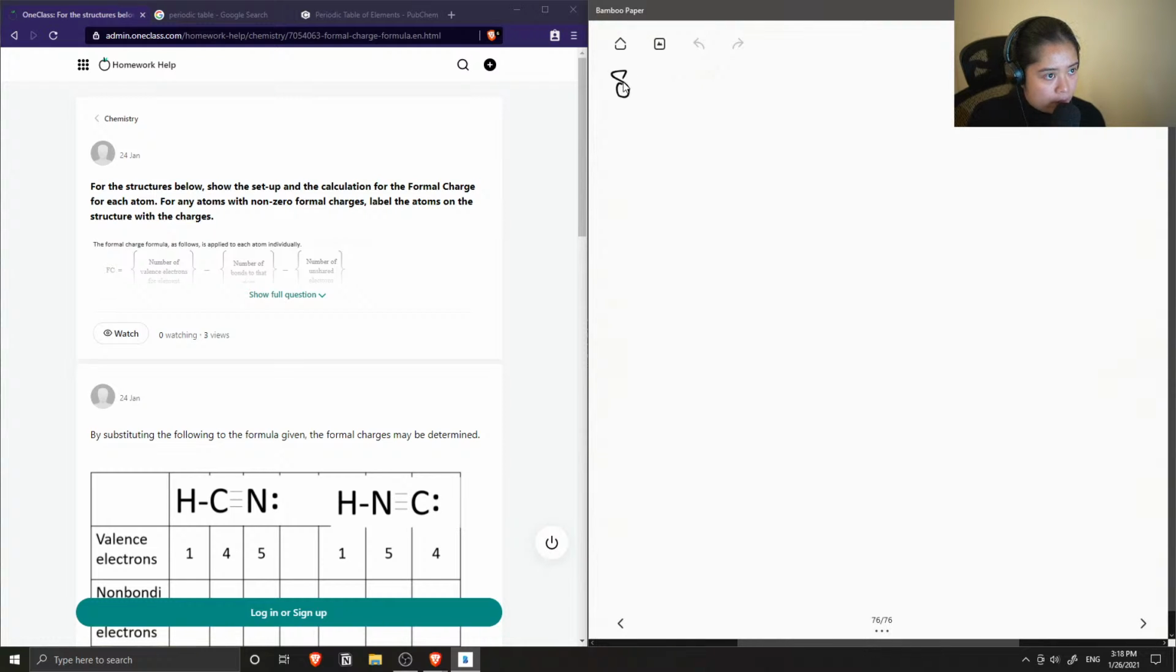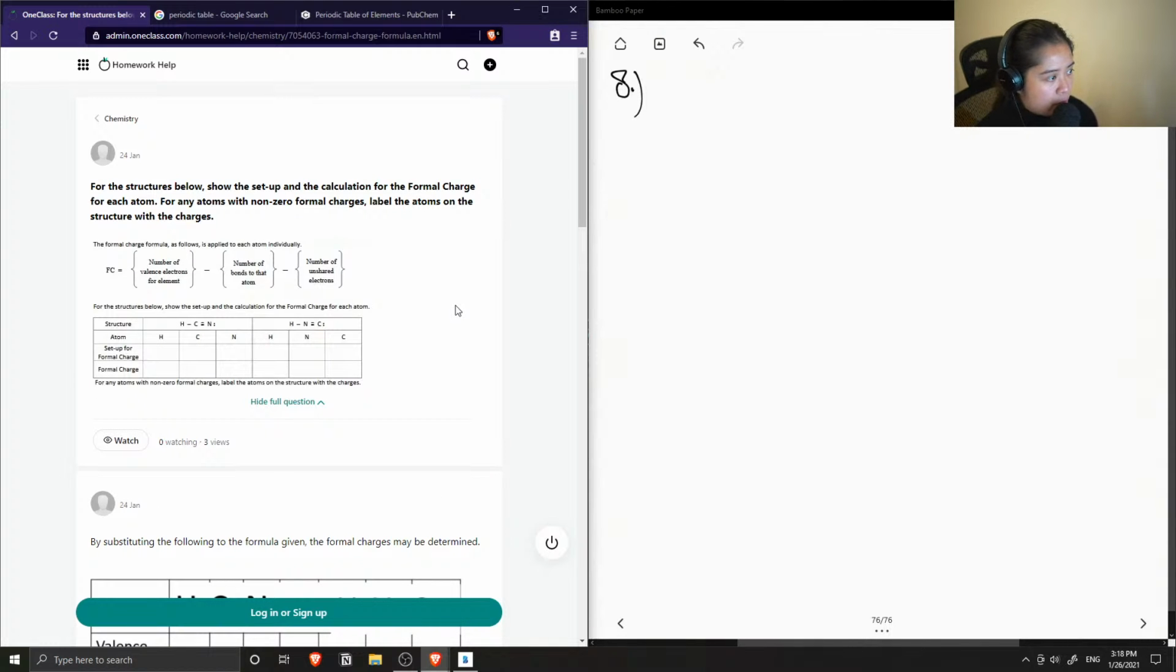Okay, so question number 8. For the structures below, show the setup and the calculation for the formal charge of each atom. For any atoms with non-zero formal charges, label the atoms on the structure with the charges. So they have the formula for formal charge, but I'll also just rewrite that. And then they have the two structures. And then they just want to kind of fill in this table.